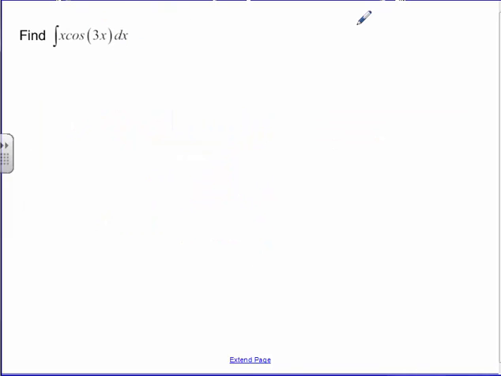So let's do some more examples here. What we need to do is identify the two pieces of this function. And hopefully it's clear that the two pieces are definitely x and cos 3x.